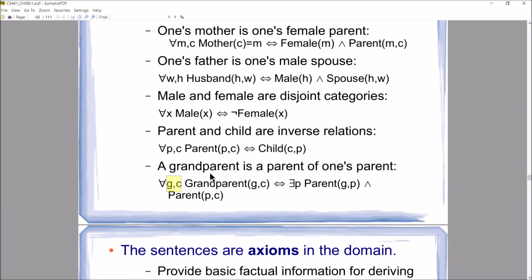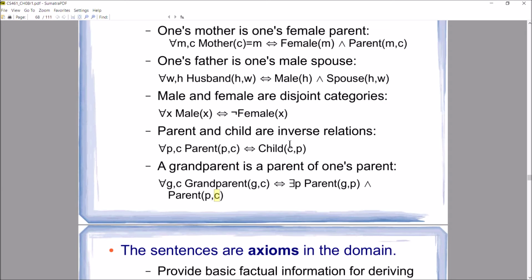So a grandparent is a parent of one's parent for all entities within a domain. Consider, pick any two entities within that domain. One entity is the grandparent of the other if and only if there exists some entity where that G entity is the parent of that P entity and P is the parent of that child entity.